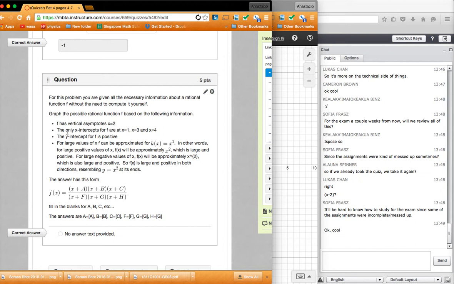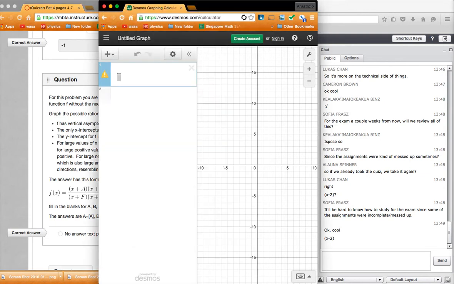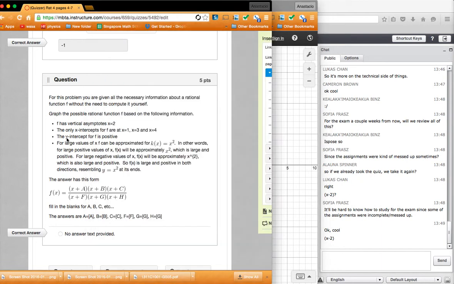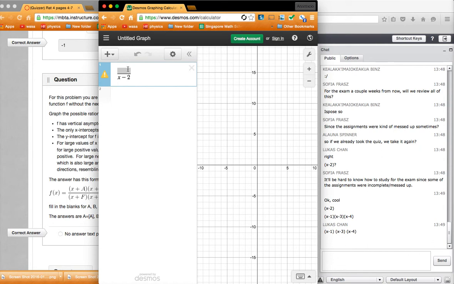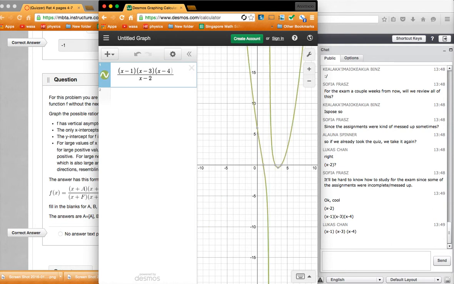What's in the denominator on this problem right here? X minus 2. I completely agree. X minus 2. Okay, what's in the numerator of this problem right here? There we go. X minus 1, X minus 3, and X minus 4. All right, fine. X minus 1, X minus 3, and X minus 4. Cool.